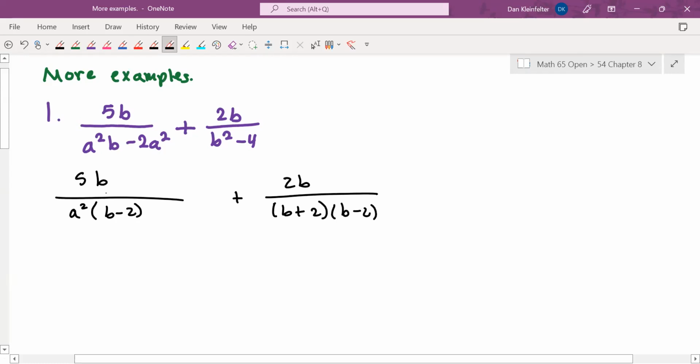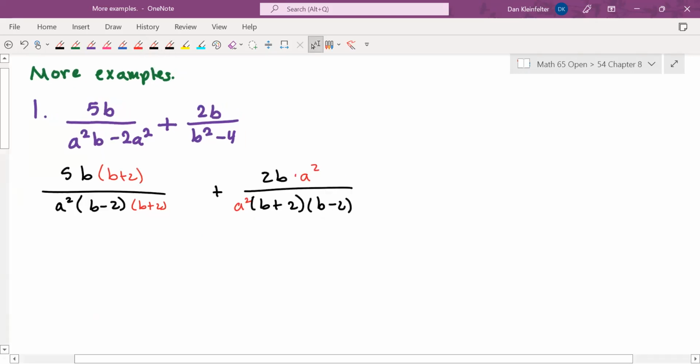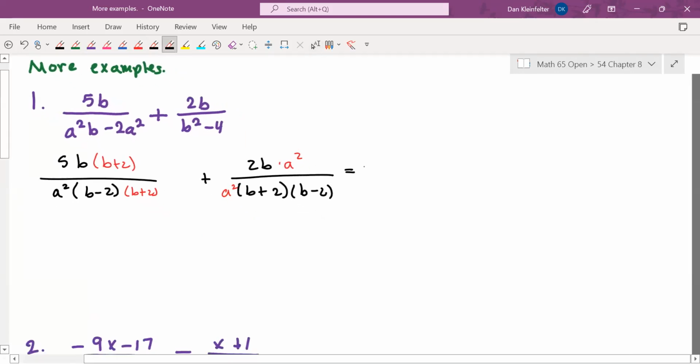So the first fraction, both already have the b minus 2. But the first one is missing that b plus 2, so let's go ahead and put that in. And let's see what else. The second one is missing the a squared, so let's go ahead and put that in the top and bottom. Okay, so now the denominators match.